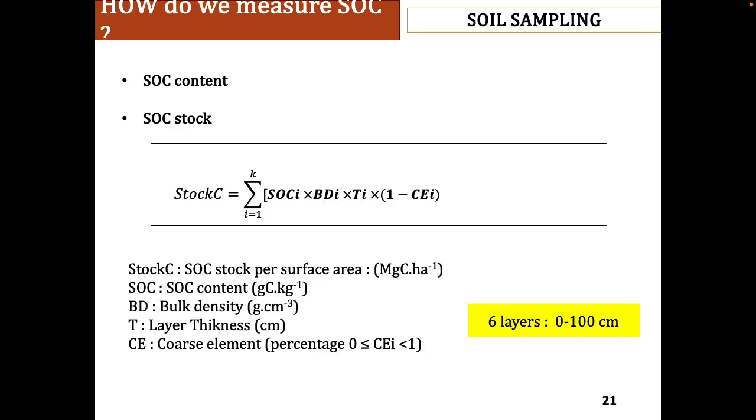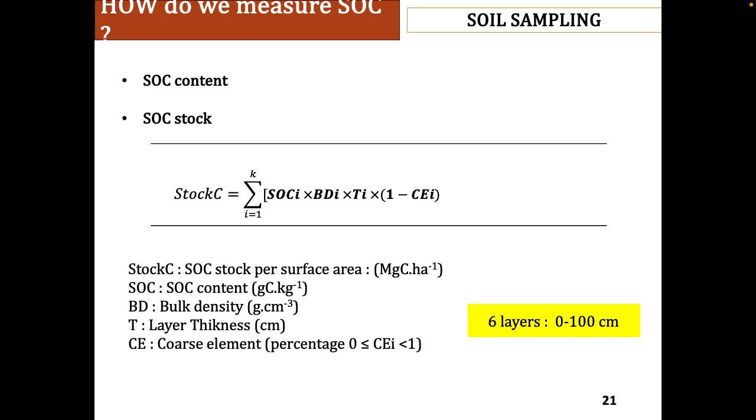And before talking about the soil sampling part, I just want to say that we have 2 different types of soil organic carbon measurements that we use. We have soil organic carbon content and soil organic carbon stocks. So the carbon credit and everything that you measure is mainly about the stocks, not about the content. So we have to do the calculation of the stocks based on that formula.